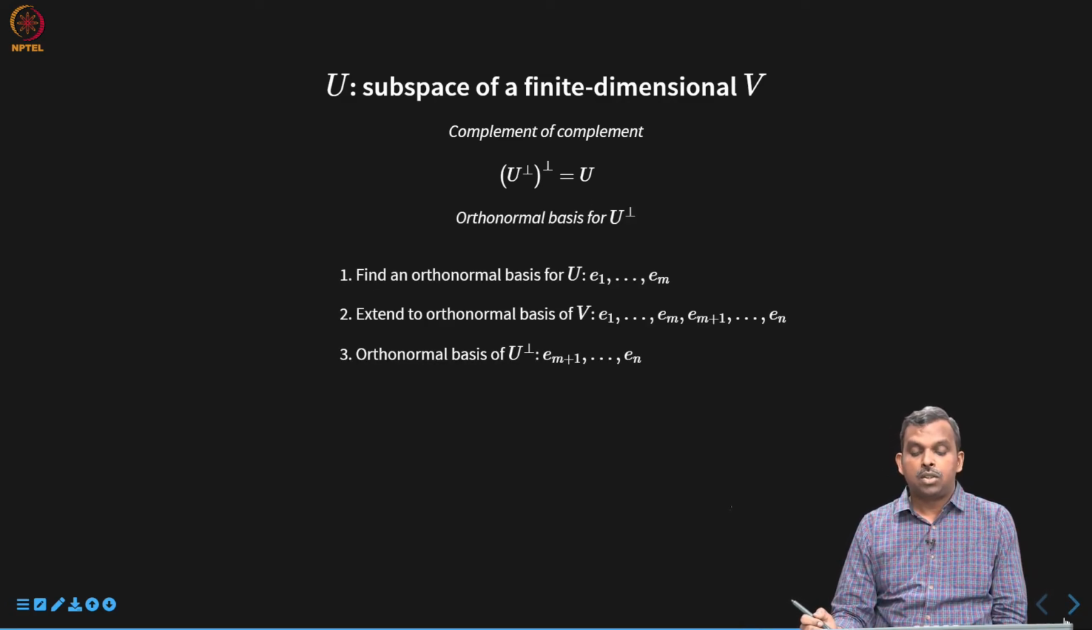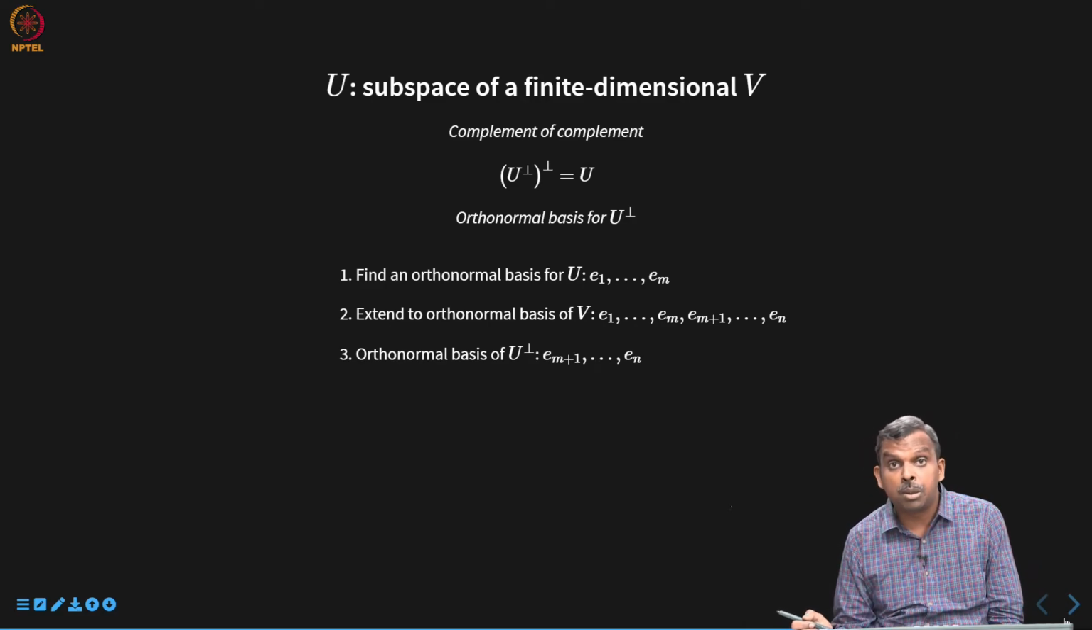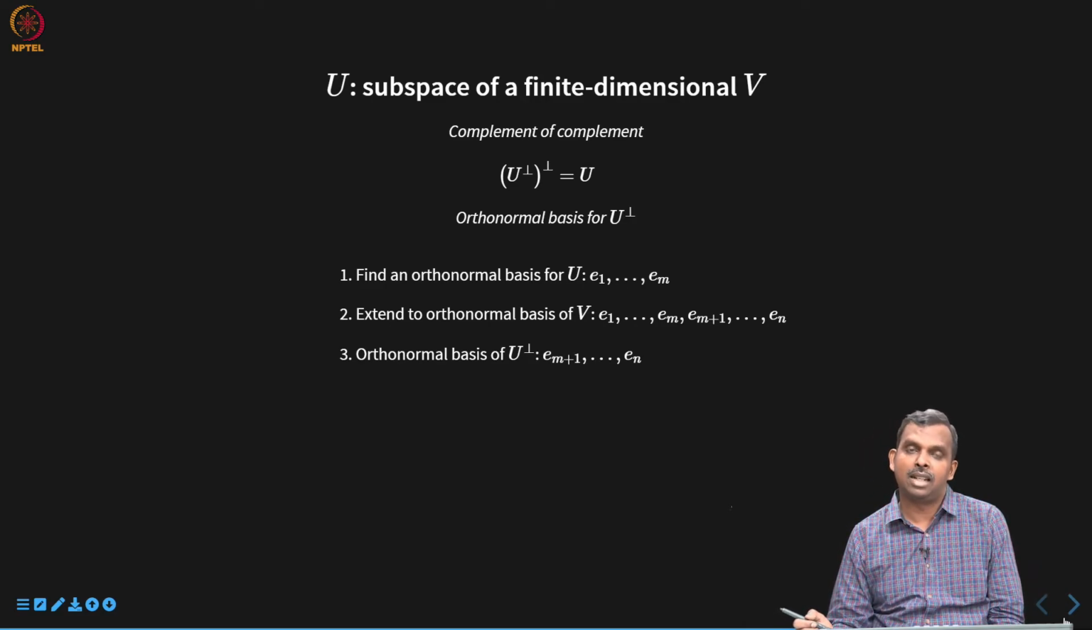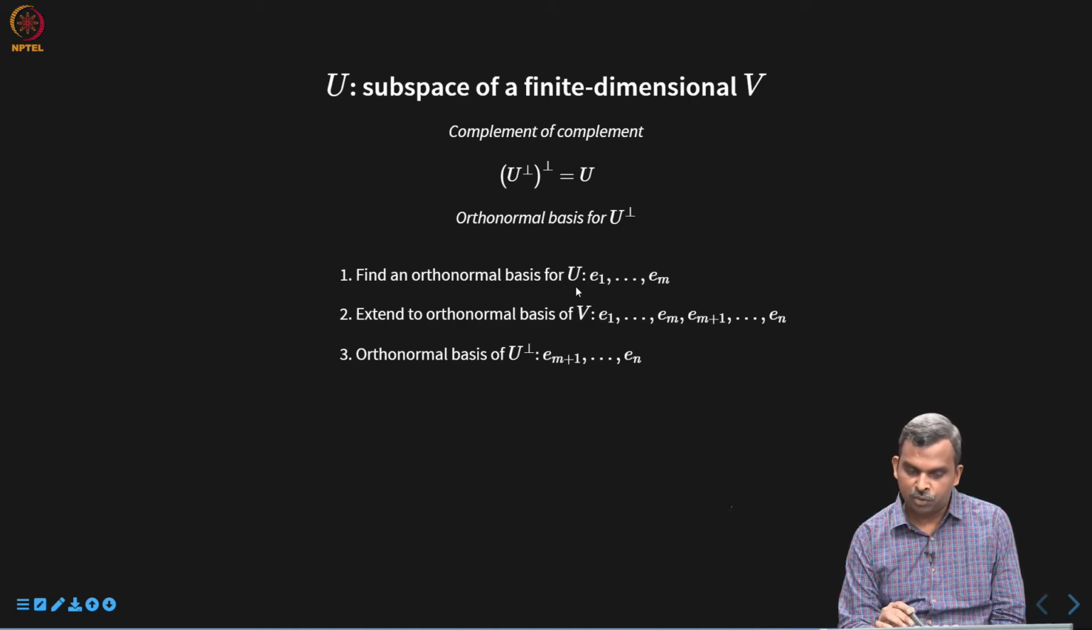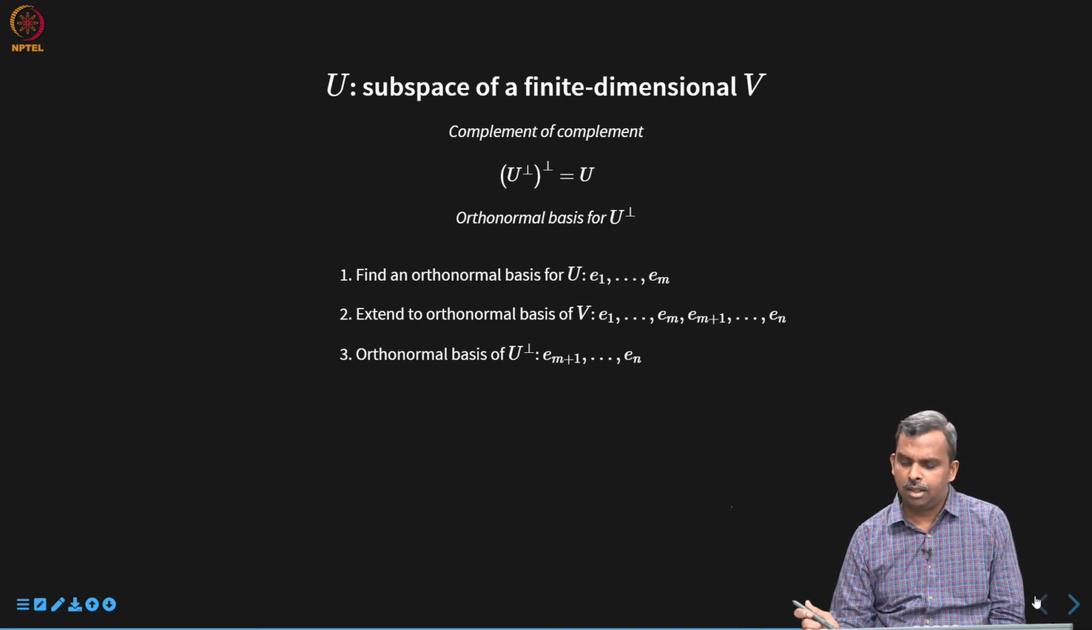So how do you find an orthonormal basis for U perp? Is there an easy method? Yes, you can use the orthonormal basis extension. You find an orthonormal basis for U, you extend it to an orthonormal basis for V, and simply take the remaining vectors. So it's easy enough to see. This is quite straightforward to do.